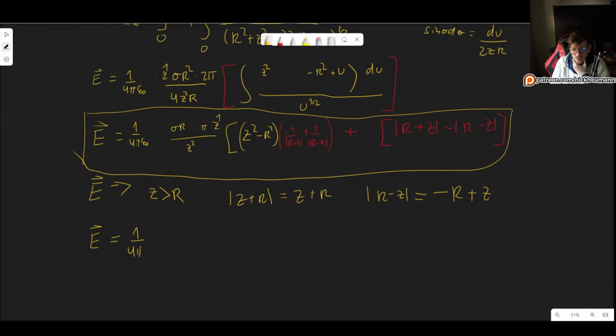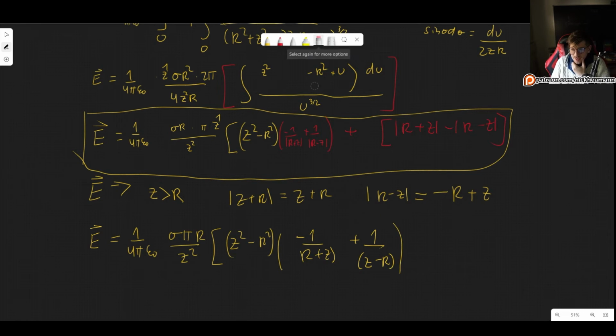So now we have 1 over 4 pi epsilon 0 sigma pi r over z squared. And then we have z squared minus r squared, and then this parenthesis right there. So there we have minus 1 over r plus z plus 1 over z minus r. Okay, it doesn't look like we can do much, but we can actually rewrite this as z plus r, z minus r. And now we can actually multiply through.